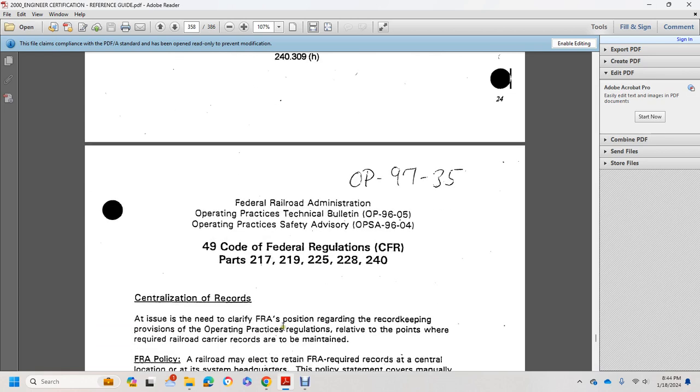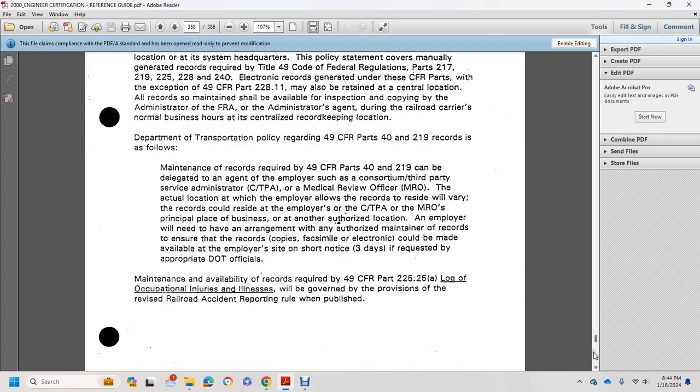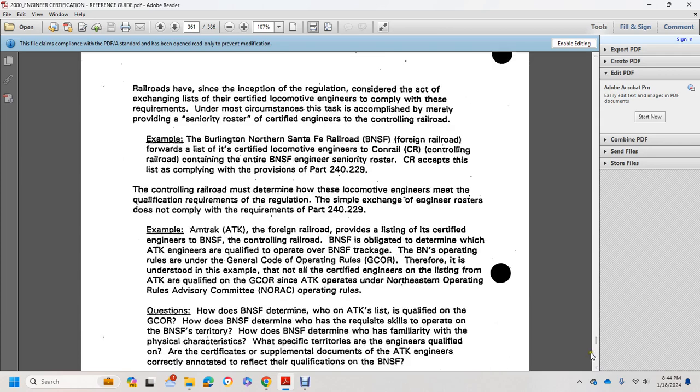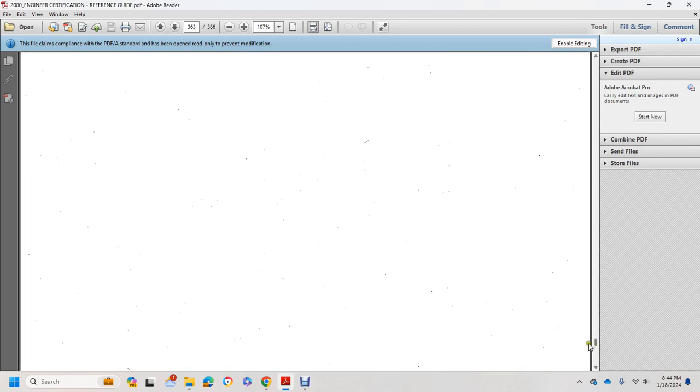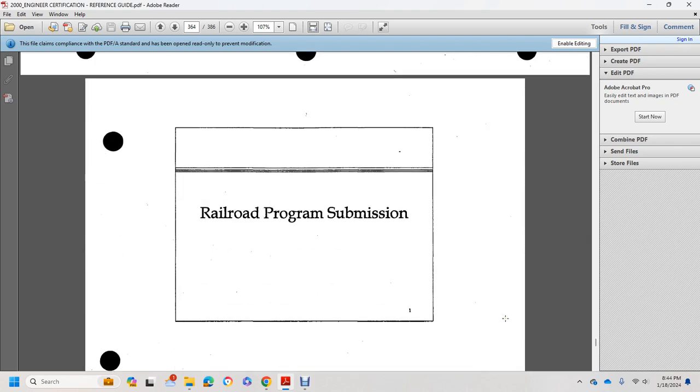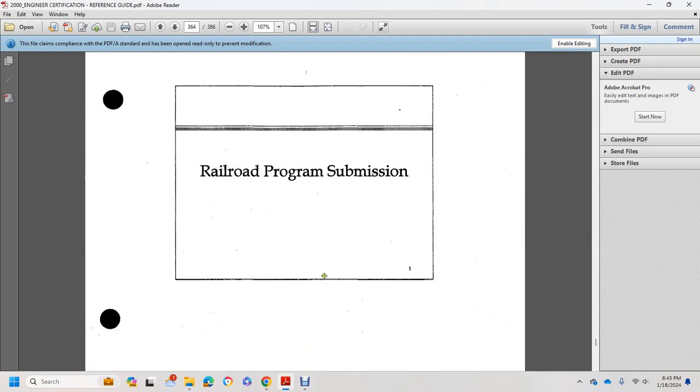And then it goes into 49 CFR Part 240, Code of Federal Regulations, certification records, operating practices. And it gives some of the questions. Railroad program submissions.